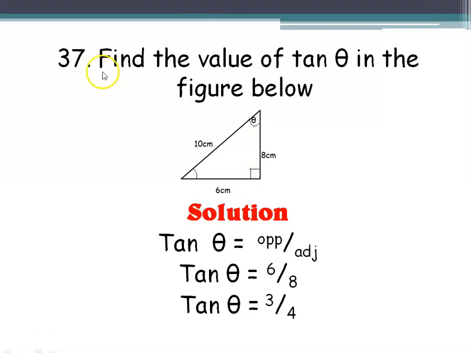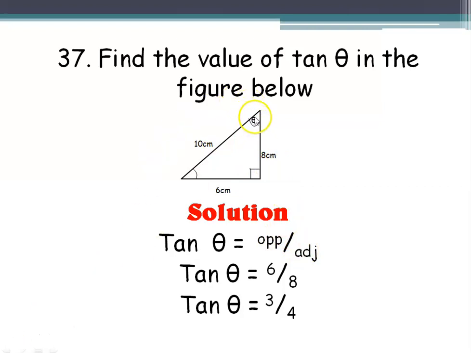Now we have question 37. Find the value of tan theta in the figure below. Okay, so this is your theta, this is your hypotenuse, this is your opposite, and this is your adjacent. Now we know that tan theta is opposite over adjacent. Is that okay? Let me take that again.